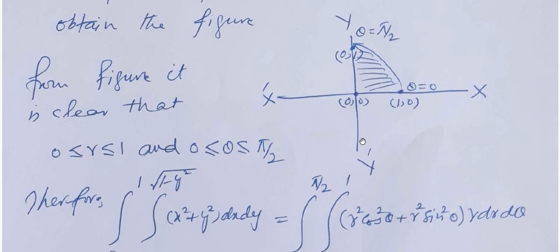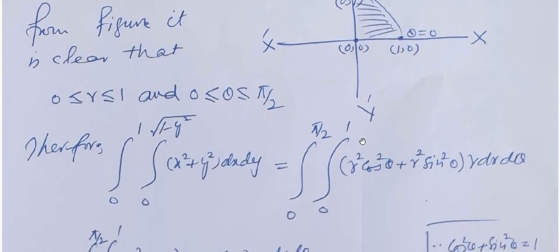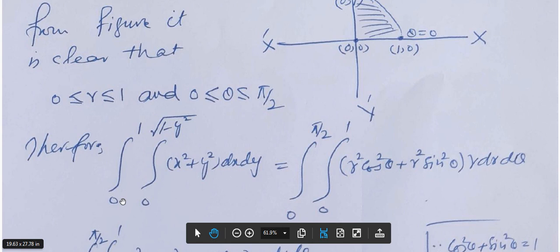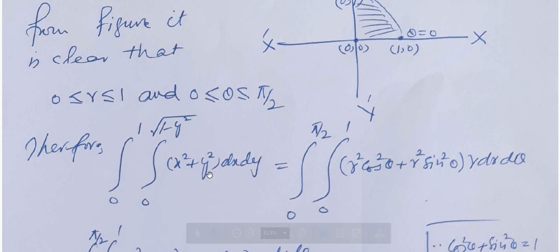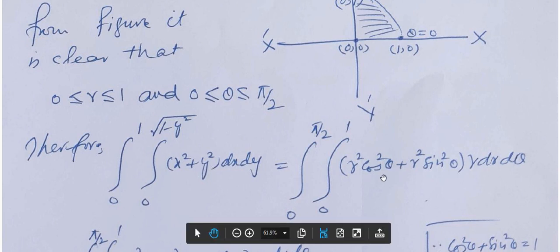Now we know all these things, so we can replace. Your y varies from 0 to 1, and your x varies from 0 to square root of 1 minus y square, of x square plus y square, dx dy. So this was your Cartesian integral. Now we can convert it into the polar integral. To convert into the polar integral, we replace x with r cosine theta, so this will become r square cosine square theta, plus y we replace with r sine theta, so this will become r square sine square theta, and dx dy we can replace with r dr d theta.